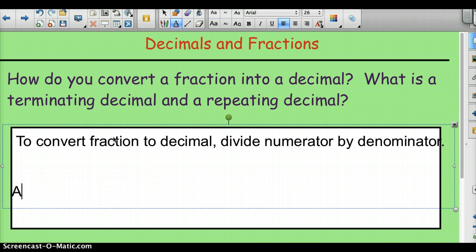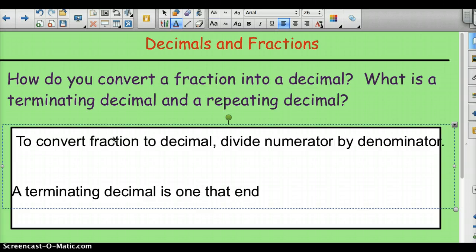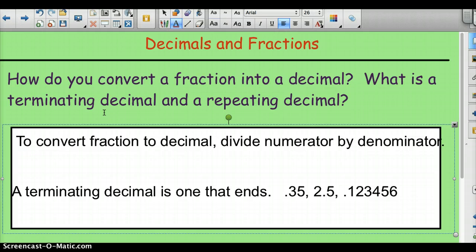A terminating decimal is one that ends or terminates. An example of this, 0.35. It ends. It doesn't go on forever. Another example, 2.5. Doesn't go on forever. Even something like 0.123456. If it ends, doesn't continue going on forever, it terminates, or is a terminating decimal.